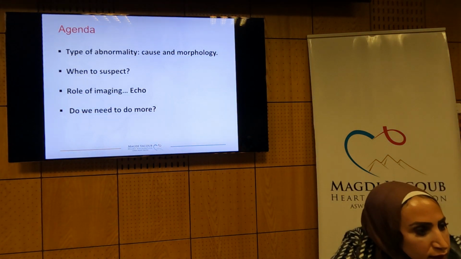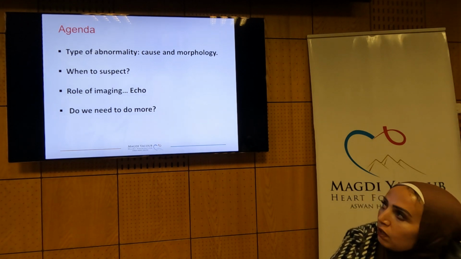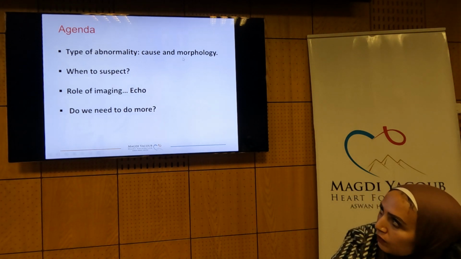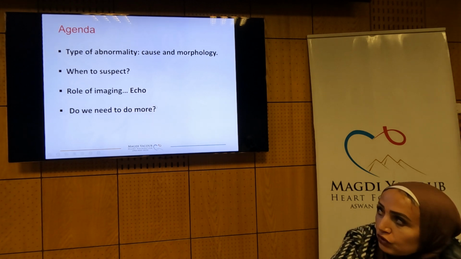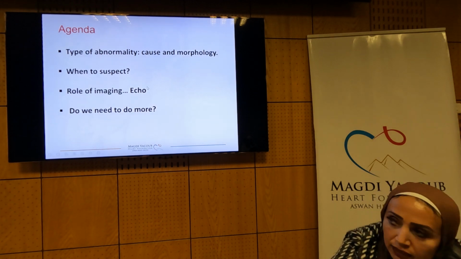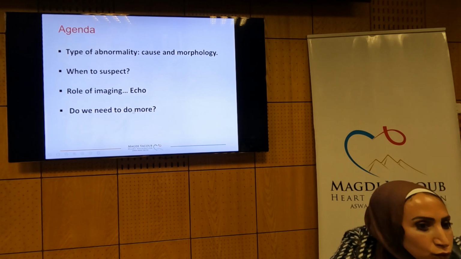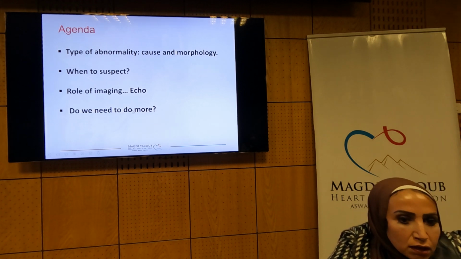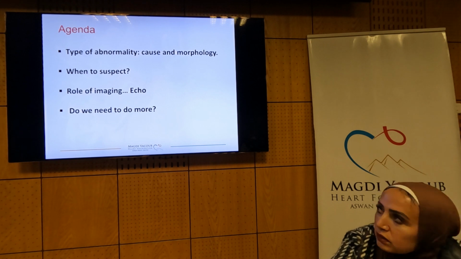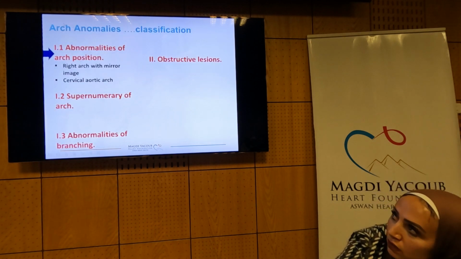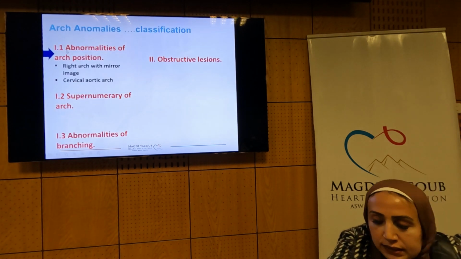We will go now again through the abnormalities in the aortic arch. We will go through the type of the abnormality, cause and morphology, when to suspect, and role of imaging, focusing mainly on transthoracic echo. We ask ourselves when we need an extra cross-sectional imaging modality. Okay. We'll start now with the anatomical abnormalities.